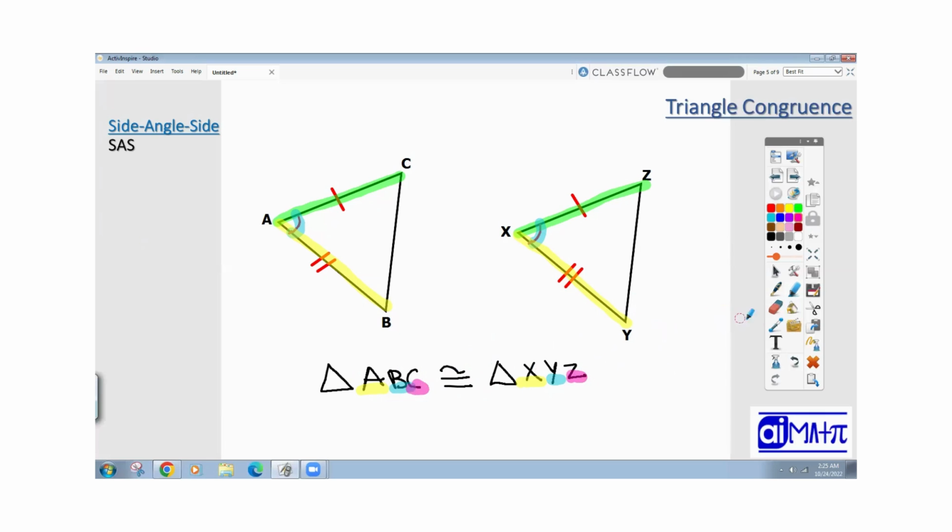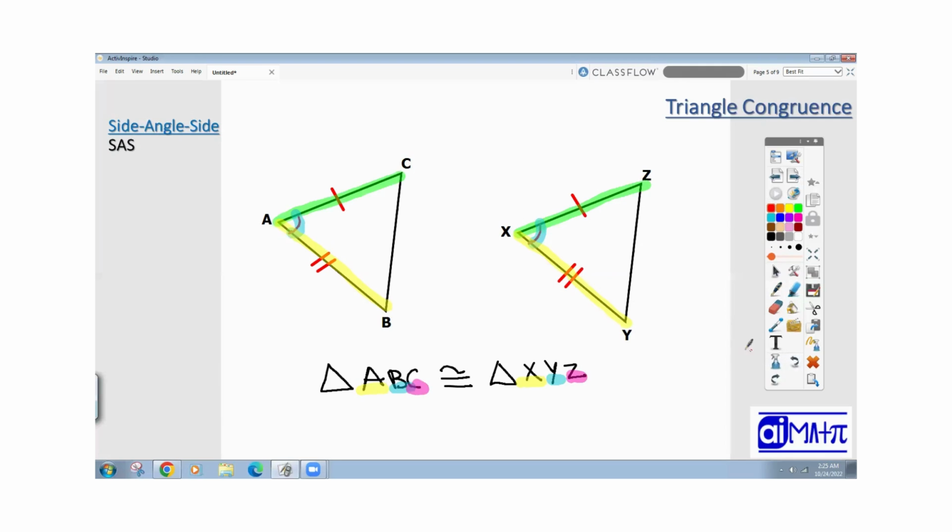And one thing you definitely want to pay attention to, I'm going to erase everything here, is what the word included means. This angle is included, meaning in between these two sides. These things must come consecutive. This side, this angle, and then this side must match up with this side, this angle, and this side. But this angle has to be included in between these two sides in order for this to be side angle side. That must be the case.